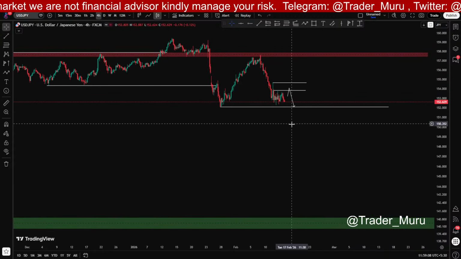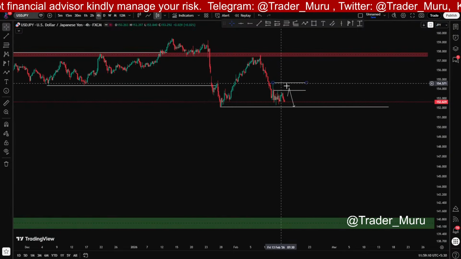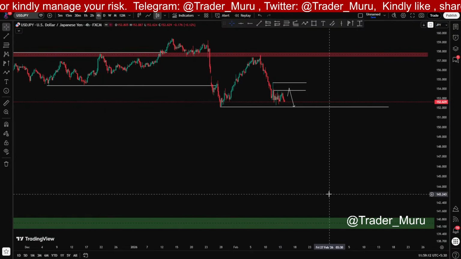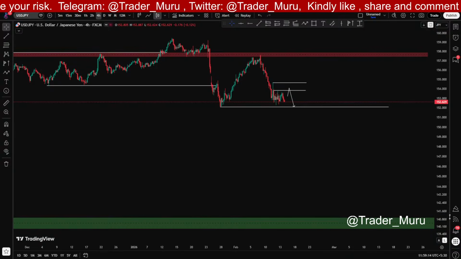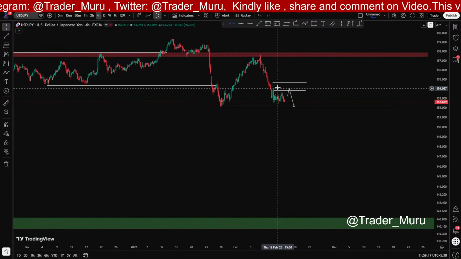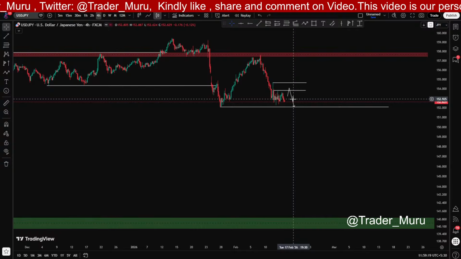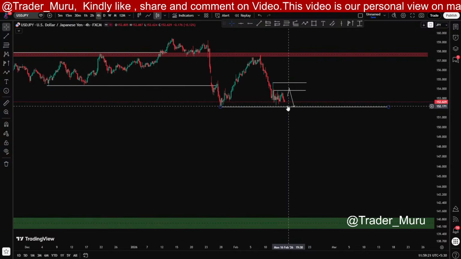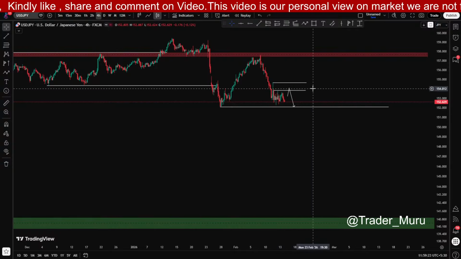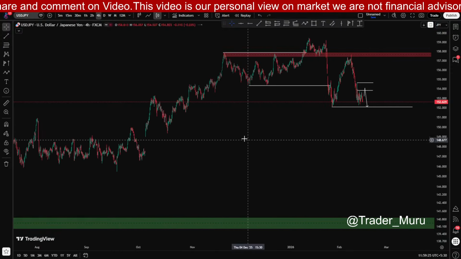But after the breakout structure, it will retrace first and test this area again. Then there will be a new low formation towards this low. So if you are taking a position from here, make sure to book some at this level. Then there will be a small correction again, and there will be a new drop.